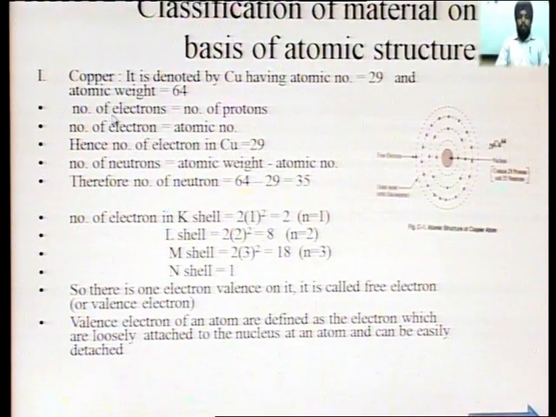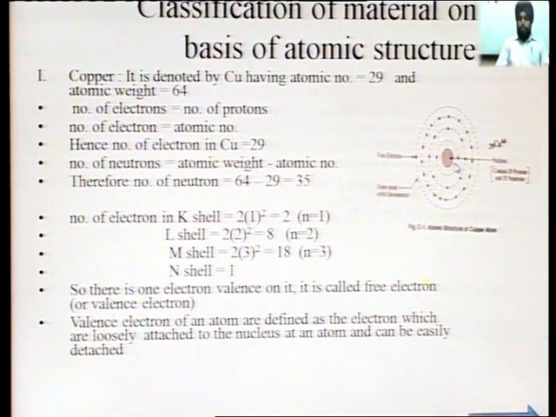So the first formula is: the number of electrons in an atom equals the number of protons in an atom. The number of protons in any atom will be equal to the number of electrons. So all atoms are electrically neutral. Second, the number of electrons equals the atomic number.